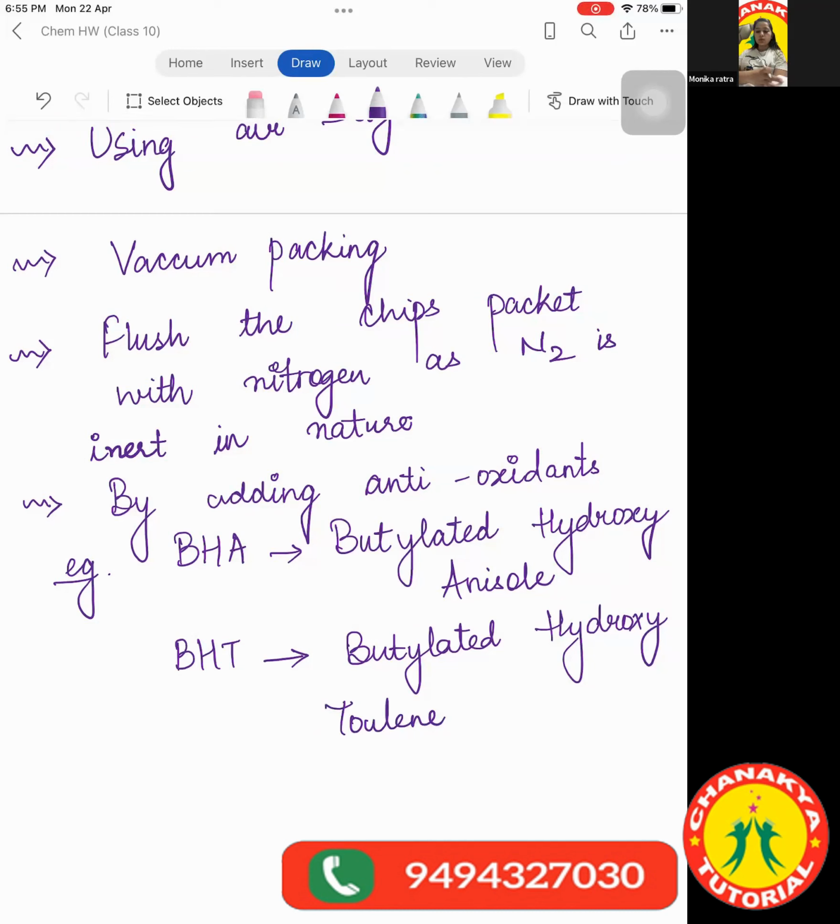Anybody has any doubt? Ma'am, can we use any other inert gas instead of nitrogen? No, we cannot, because nitrogen is present in excess amount and the other gases are present in such trace amounts that you will not be able to use them. Fine.